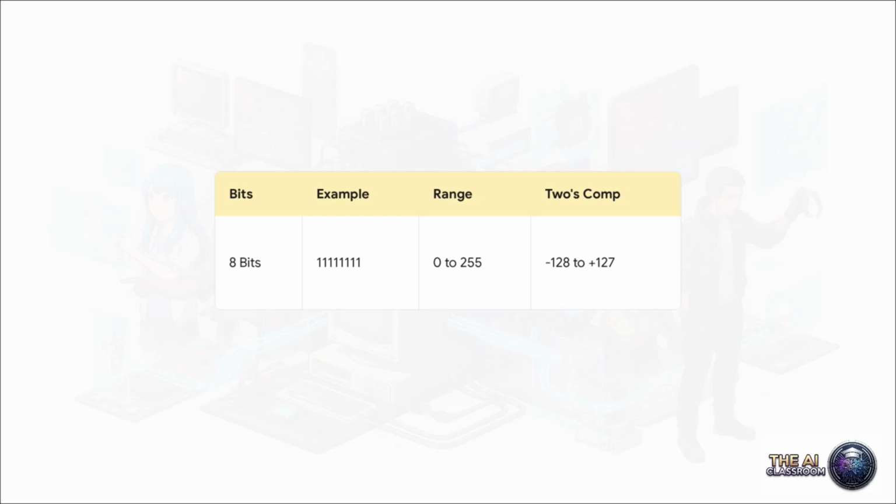But wait, what if we need to do math with negative numbers? Well, computer scientists came up with a clever rule called 2's complement. We essentially sacrifice the very first switch in that row of 8 to act as our plus or minus sign. If that first switch is on, the number is negative. That simple trick allows us to represent a range from negative 128 to positive 127. It's almost like a fun secret code, where flipping switches allows us to build literally any number we want.